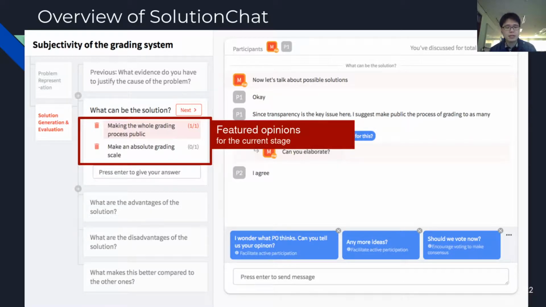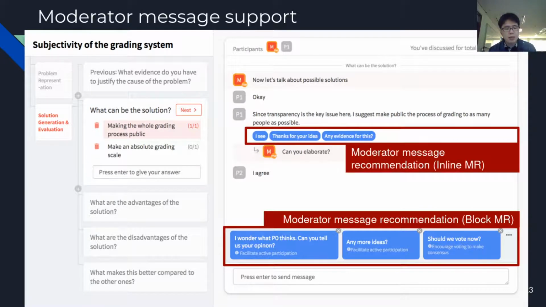Also, the moderator can see the message recommendation. The moderator can take a recommendation by clicking a button, or manually type exact or similar messages along the recommendation. If the system recognizes the taken recommendation, it automatically dismisses the corresponding recommendation.